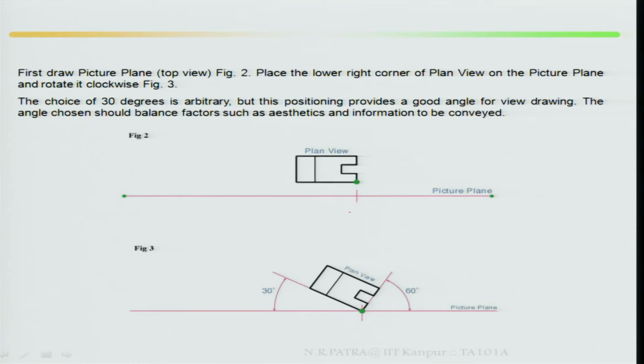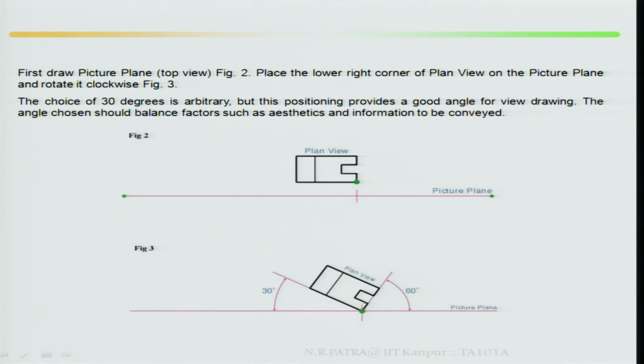Then first draw the picture plane and top view. This is your picture plane. Place the lower right corner of the plan view on the picture plane, and rotate it clockwise, figure 3.